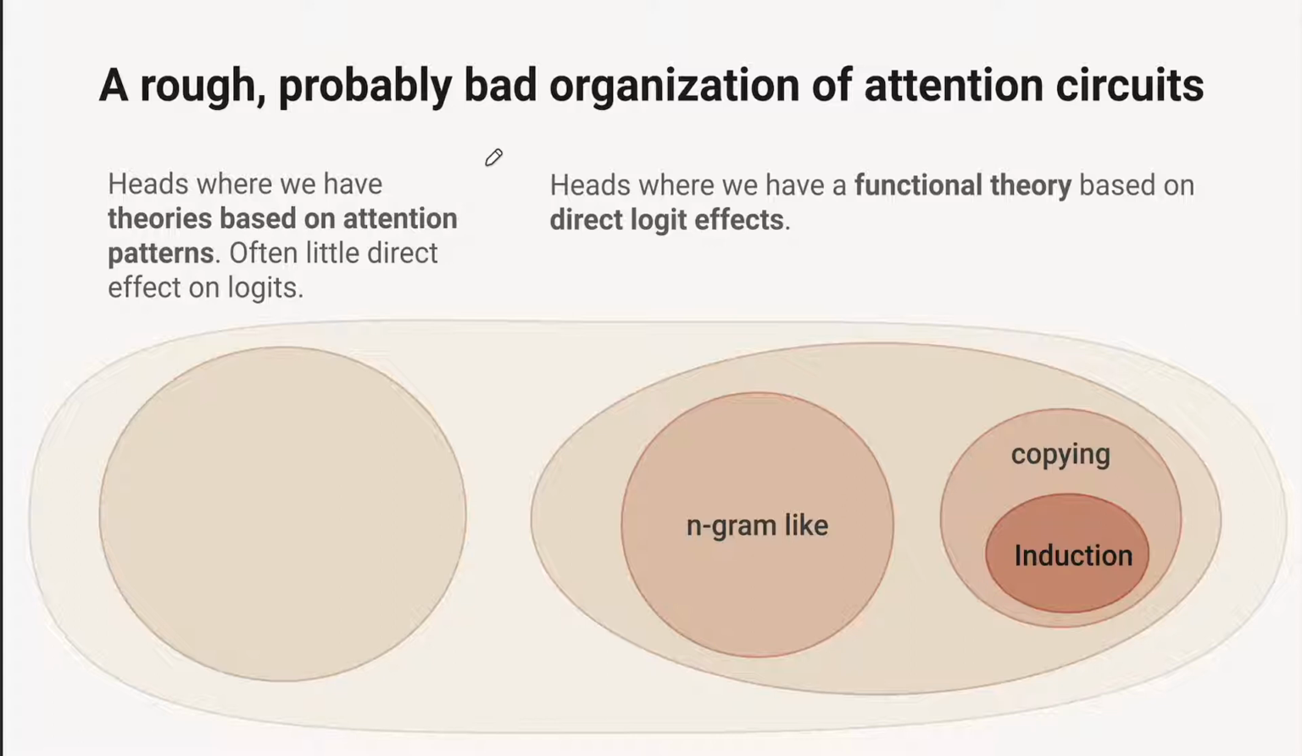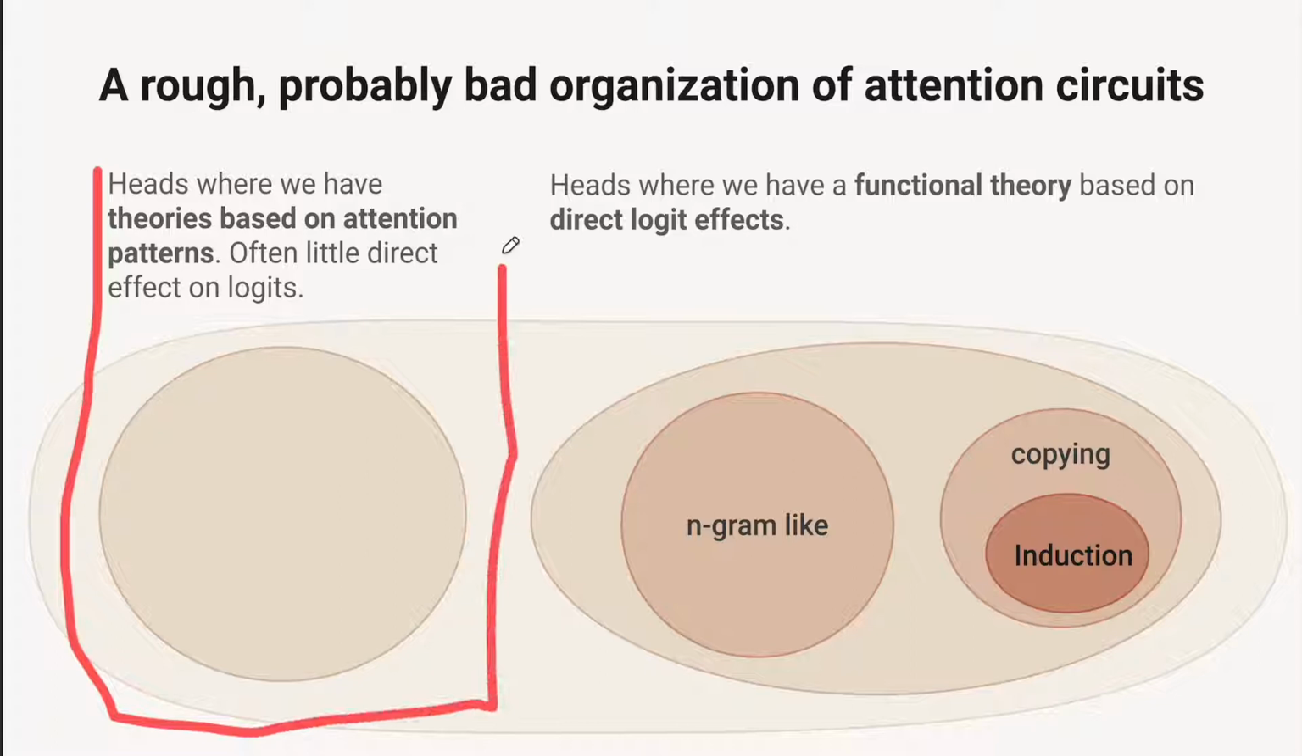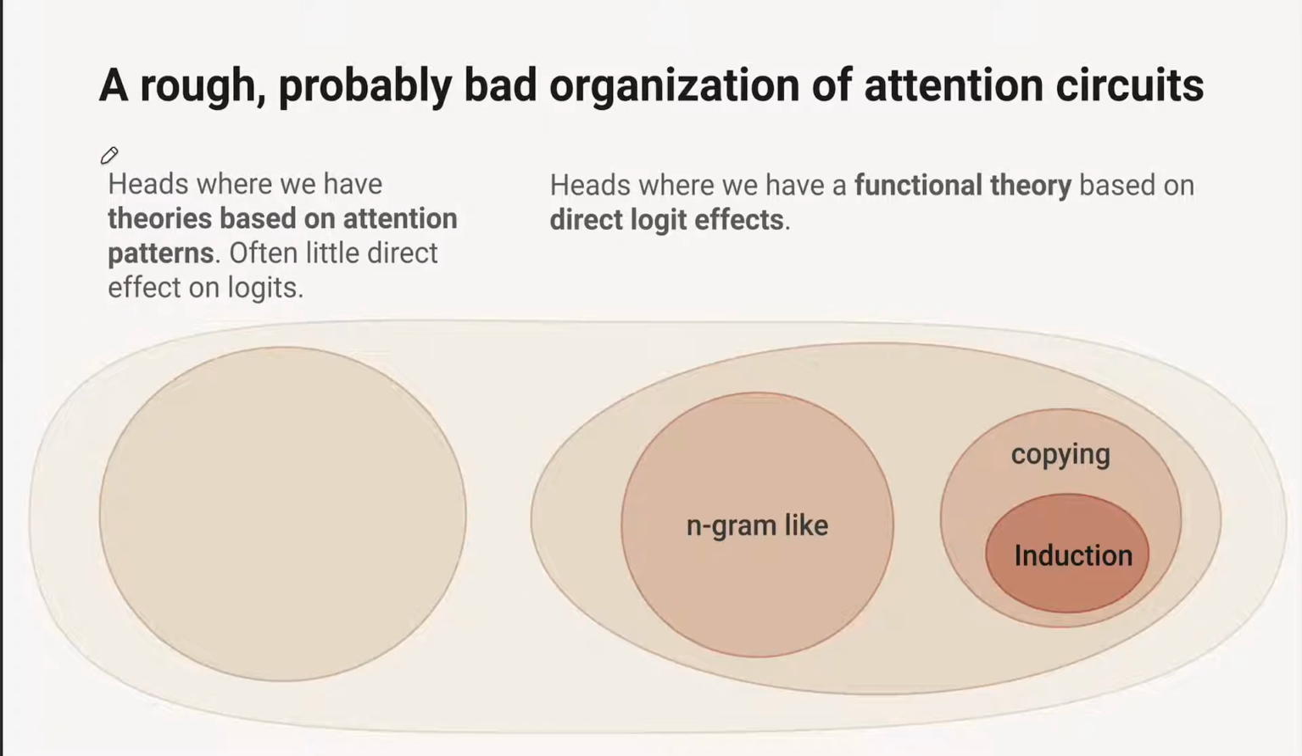For the attention heads where we do have theories, there are really two kinds of theories we might have. First, we might have attention heads where we have a theory based on their attention patterns. We can say, they tend to attend to X or they tend to attend to Y. That's something we've seen in a lot of previous work and has been really interesting.